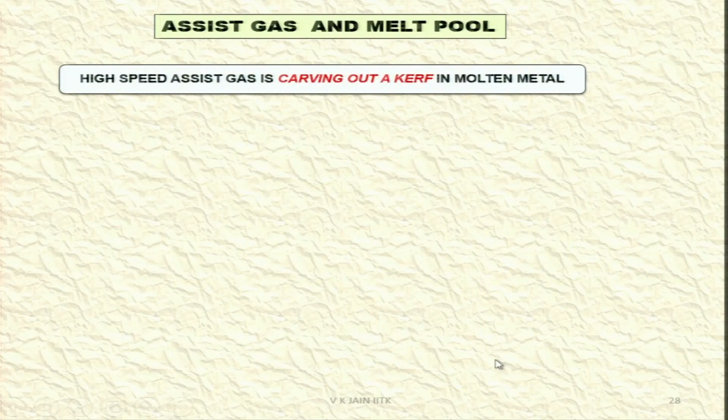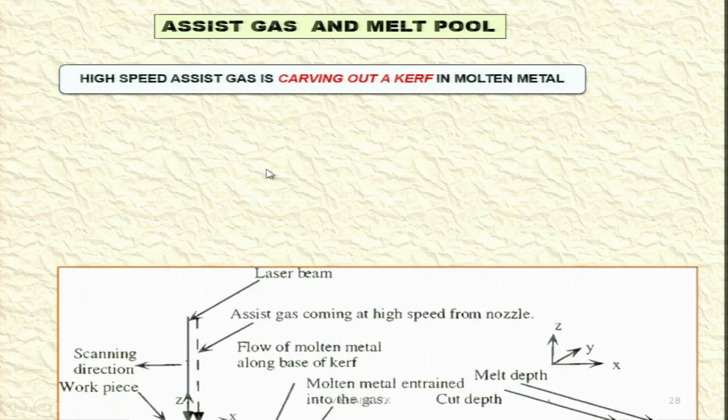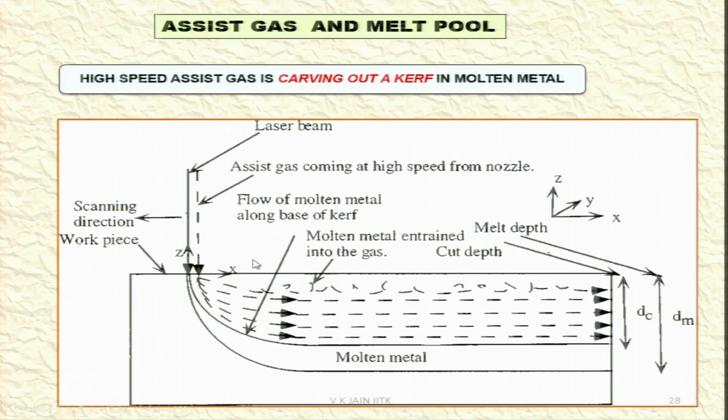Assist gas and melt pool. High speed assist gas is carving out a kerf in molten material. What is kerf? We have already seen. You can see this picture. This is the laser beam. This is the molten material, molten metal entrapped into gas. These are the gases on the top. This is the melt depth, and then this is the cut depth. This one is the cut depth.